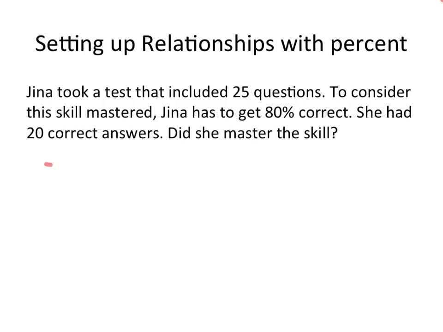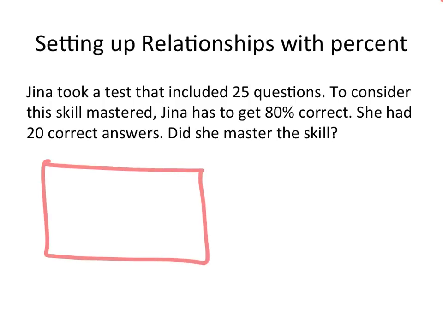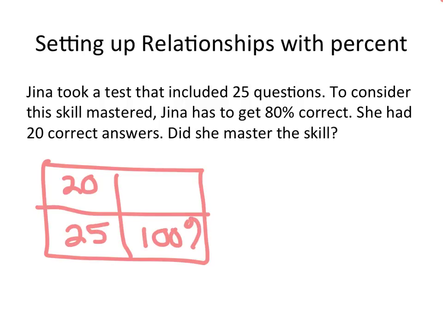Again, a table is a nice way for students to think about this. They can think about parts and wholes. Gina got 20 problems correct, that's the part, out of 25, that's the whole. Well, we know that 100% is the whole. So how would we get from 25 to 100%? We would be taking it times 4. So Gina got 20 right. If we take that also times 4, that means she got 80%.